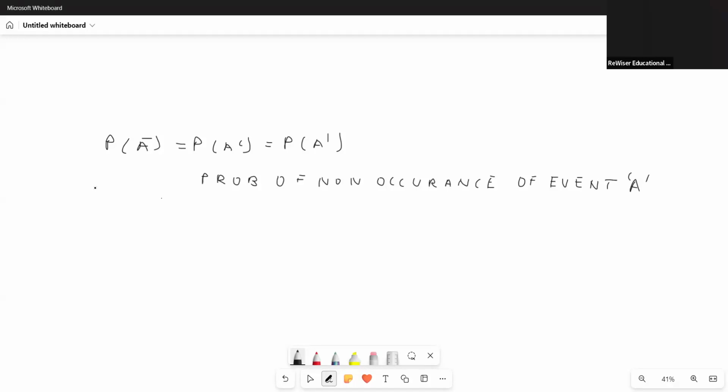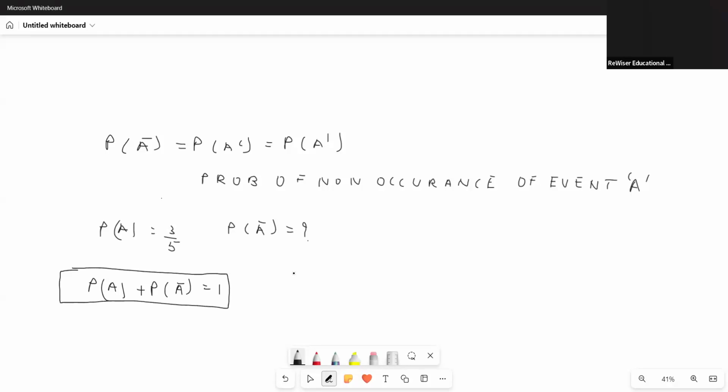So suppose I say that the probability of occurrence of any event A is 3 by 5. What should be its complement? The simple formula says that the probability of A plus the probability of A complement should be equal to 1. That's the formula that we'll be using. Since we know that the probability of A is 3 by 5, the probability of A complement is equal to 1 minus 3 by 5, and that's equal to 2 by 5. So that should be the answer for the complementary events.